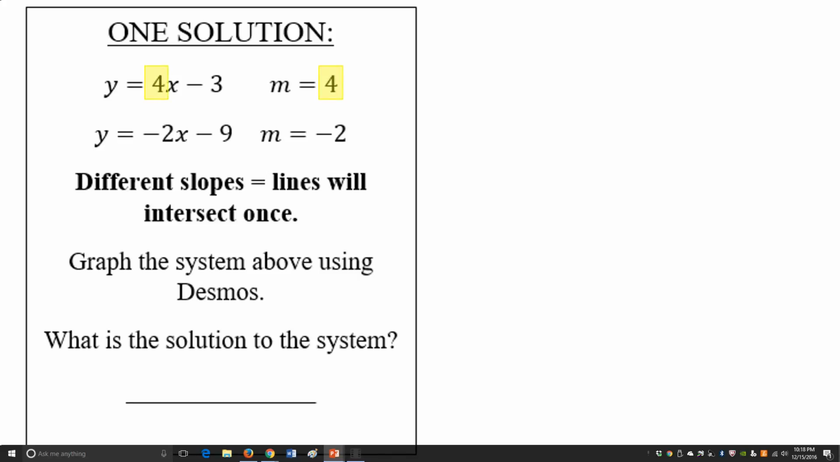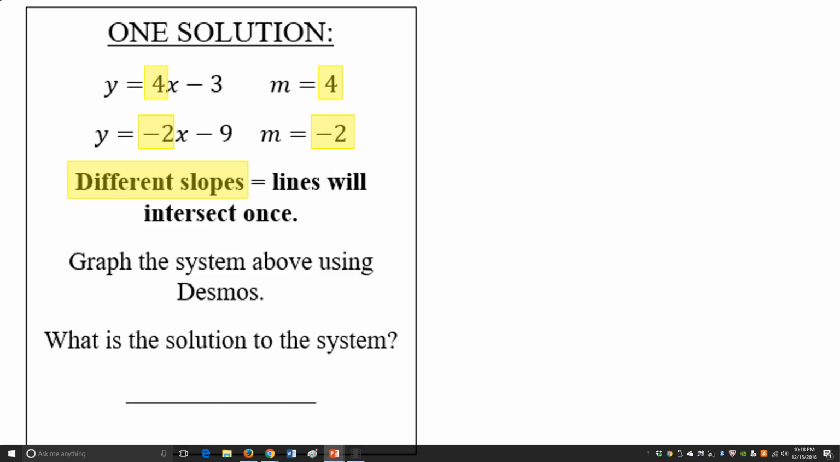So first off, we'll notice that the slope of the first line is 4. The slope of the second line is -2. And therefore, when there's a different steepness and a different slope, that means we're going to have lines that will intersect in one place. They will cross once and then they'll continue on forever and never cross again.